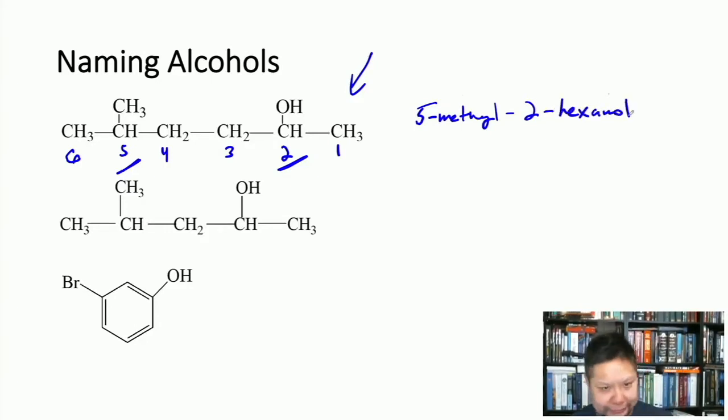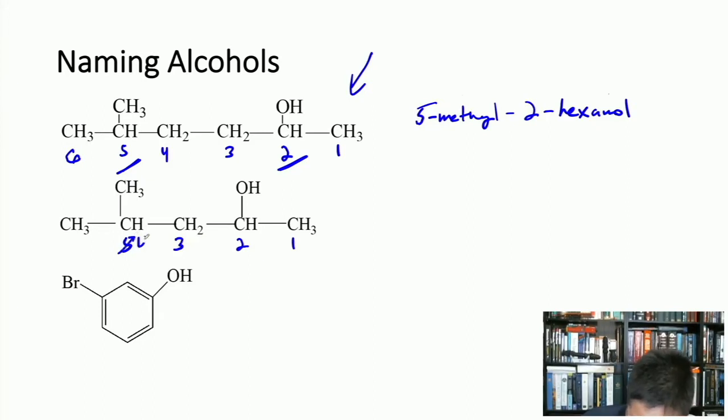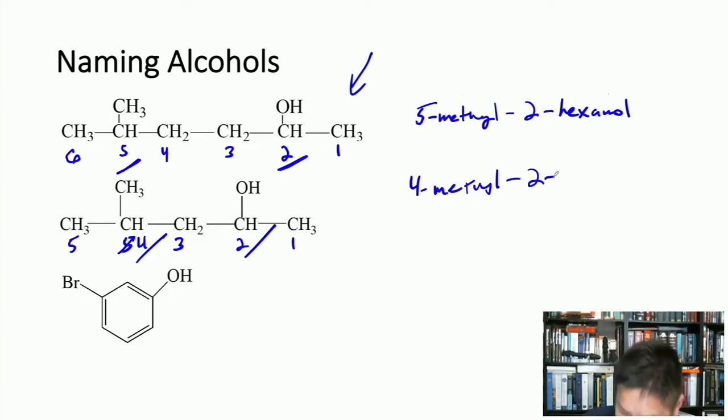Pretty simple. Let's do that again with this next one. It's almost the same thing, except now there's only 5 carbons. The alcohol or the hydroxyl group is on number 2, and then the methyl group is on number 4. So quite simply, what is this one? It is 4-methyl 2. Now it's 5 carbons, so it's pentanol.